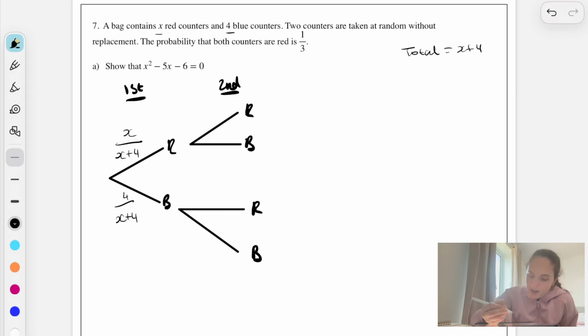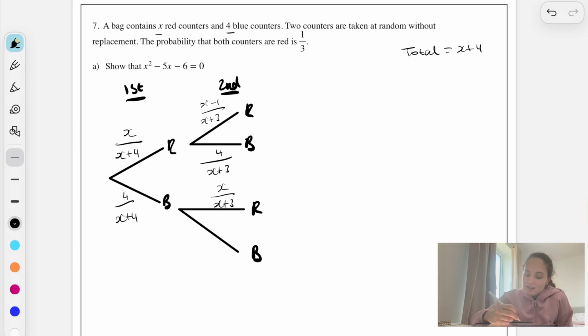Now, given that the first one is red, there's now been 1 red counter that's been removed. So we now have x minus 1 red counters left, and we've had 1 of our counters removed, so we have x plus 3 counters in total. So the blue counters haven't changed, so there's going to be 4 over x plus 3 blue counters. Given that the first counter was blue, we've still got x red counters, but only x plus 3 counters in total. So it's going to be x over x plus 3 for this one.